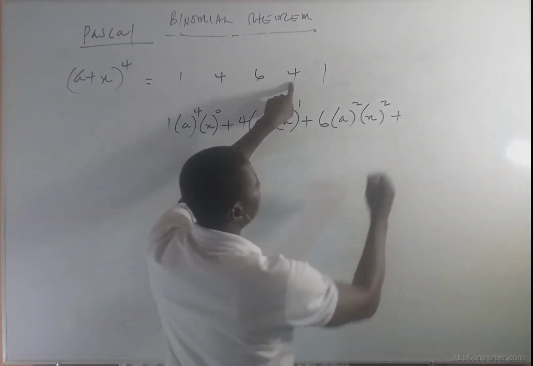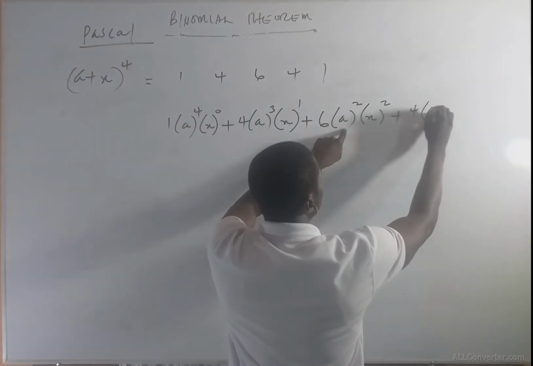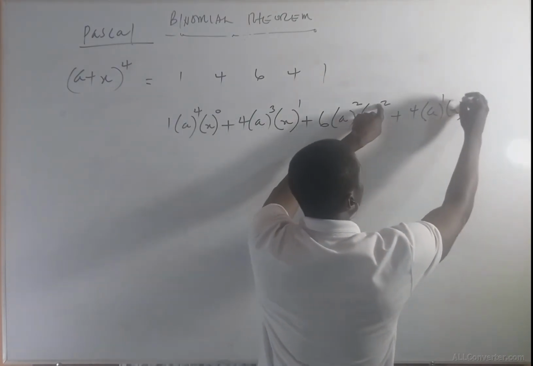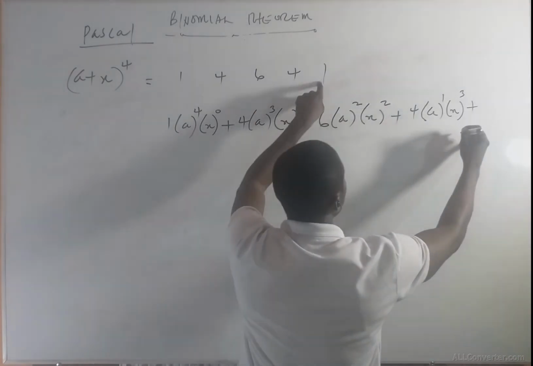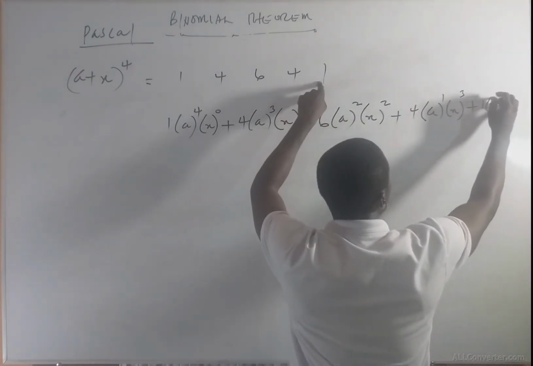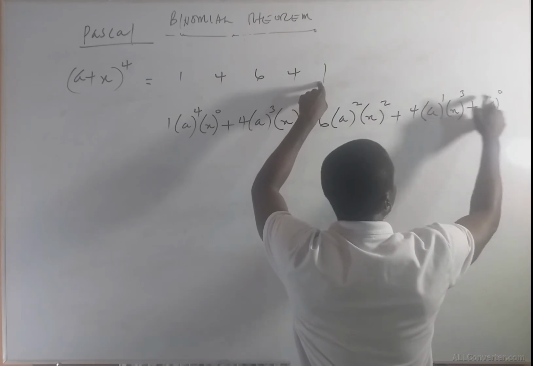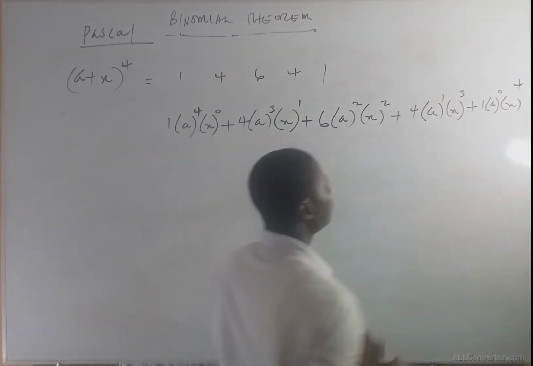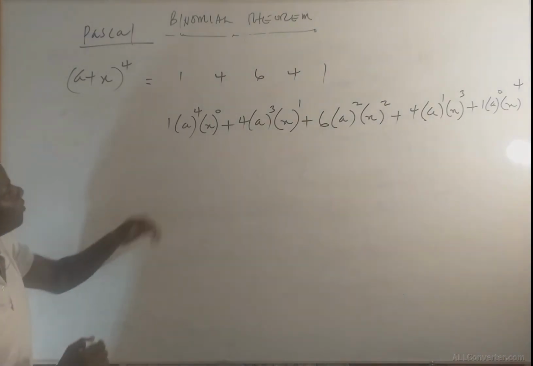Then the next coefficient is 4. So a will now decrease from 2 to 1, but the x will increase from 2 to 3. Then the last one will be 1. And a will now decrease from 1 to 0, but the x will increase from 3 to 4. So in general, that is how the expansion is being done.